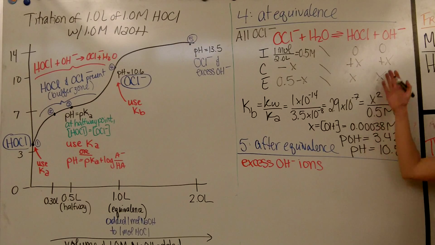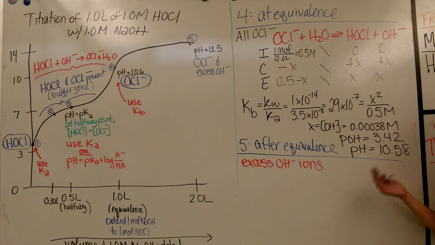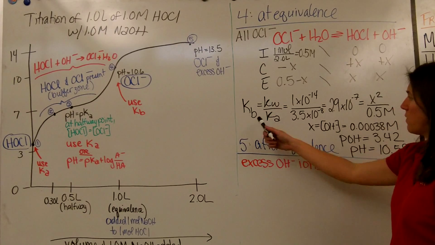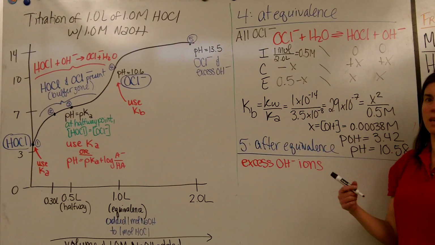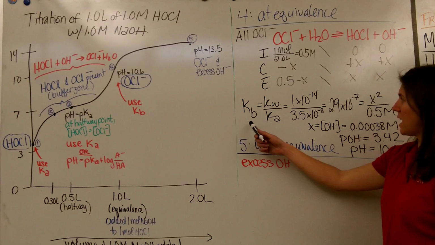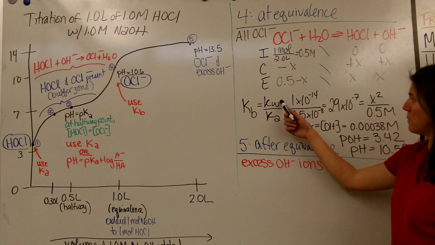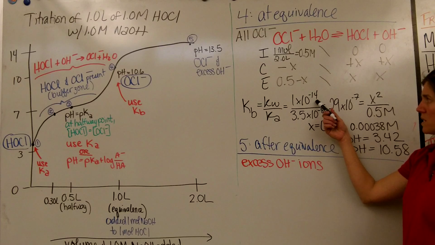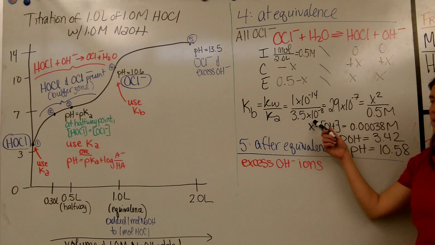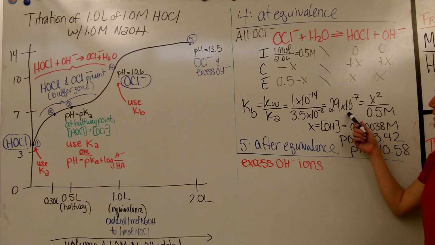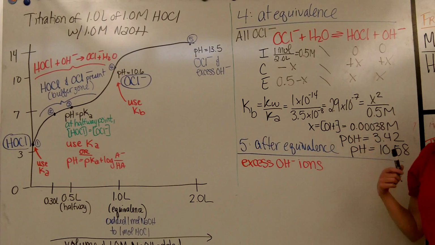Remember, we can describe this equilibrium using a Kb value, but the problem only gave us a Ka value. So what you might need to do is something like this. Use the fact that the Ka times Kb for a conjugate acid-base pair will equal Kw. So I can find the Kb for this reaction by taking Kw, which is 1 times 10 to the negative 14th, and dividing it by my Ka value, which was 3.5 times 10 to the negative 8th, and that will give me my Kb value, 2.9 times 10 to the negative 7th.